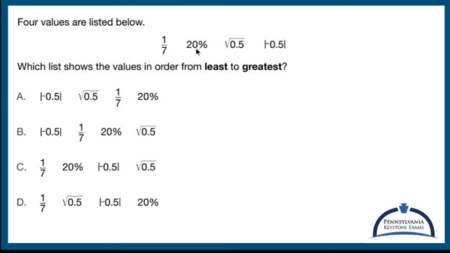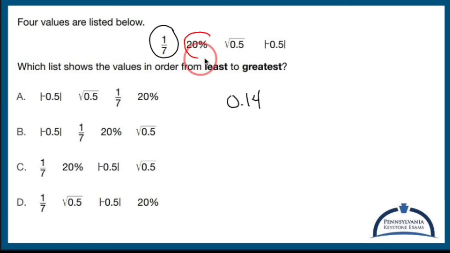Four values are listed below. We have a seventh, we have 20%, we have the square root of 0.5, we have the absolute value of 0.5. Which list shows the values in order from least to greatest? All right, well, the thing that we need to do is turn all of these into decimals, or at least that's what I would do. So let's do that. 1/7 is 0.14 and so on.